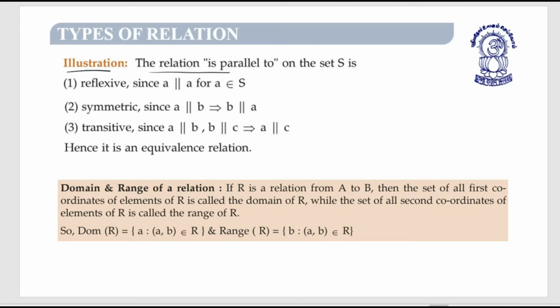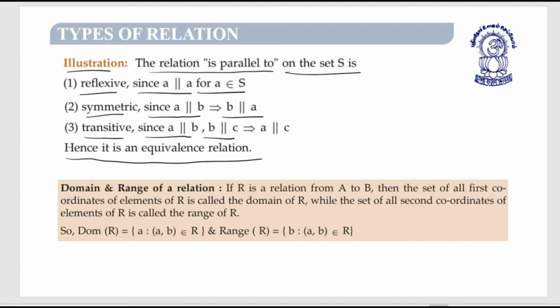Illustration. The relation "is parallel to" on the set S is, first, reflexive, since a is parallel to a, for a belonging to S. Symmetric, since a parallel b implies b parallel a. Transitive, since a parallel b and b parallel c imply a parallel c. Hence it is an equivalence relation. Domain and range of a relation.